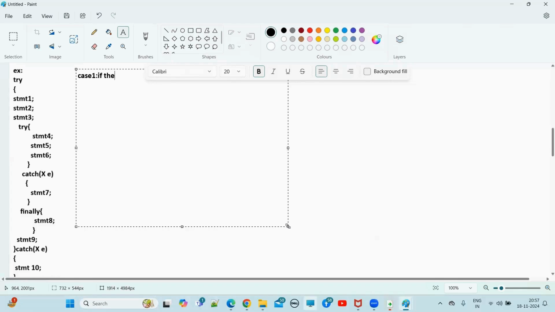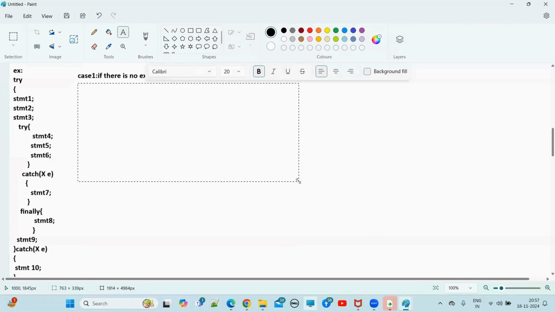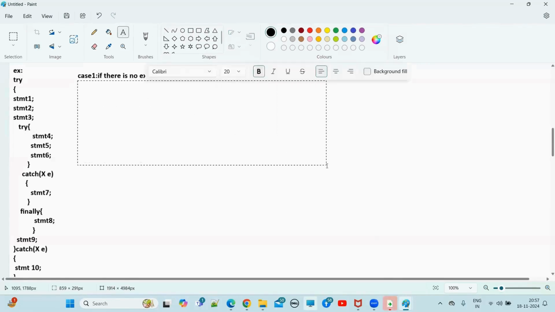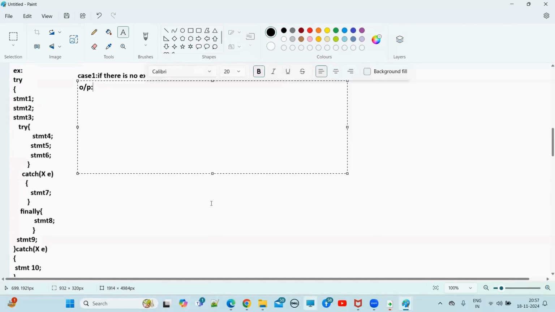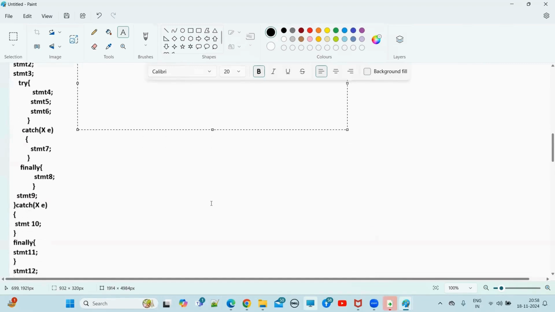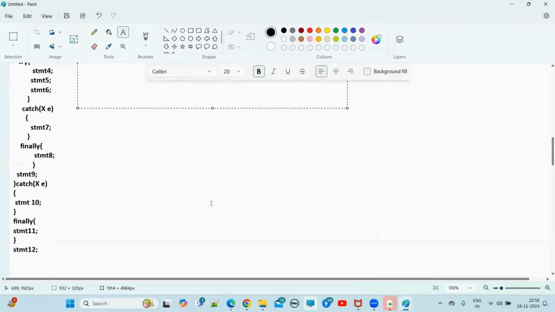If there is no exception, one minute. If there is no exception, then tell me here what is the output. If there is no exception, what is the output, guys, here? Statement 1, 2, 3, then 4, 5, 6, statement 8, statement 9, 11, 12. Yeah, that's it.